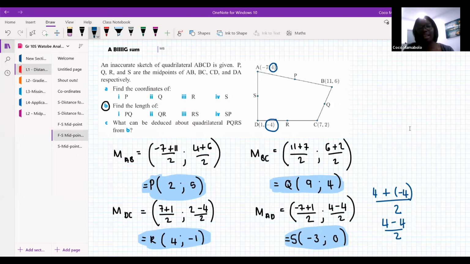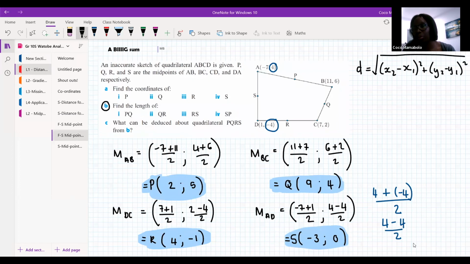Okay, excellent. All right, guys. So now we're finding the length of PQ. Remember, I'll write down the distance formula on this side again for those of you who want to remember: the square root of x2 minus x1 squared plus y2 minus y1 all squared, the square root of that whole thing. Please find me the distance of PQ. Let's start with PQ, guys. I'm going to move over a little bit.